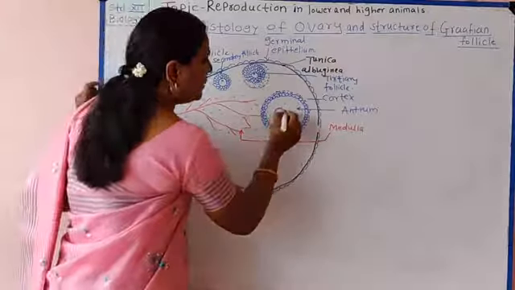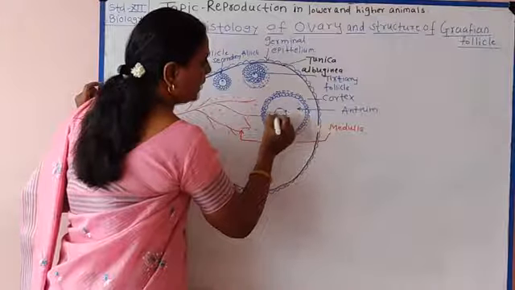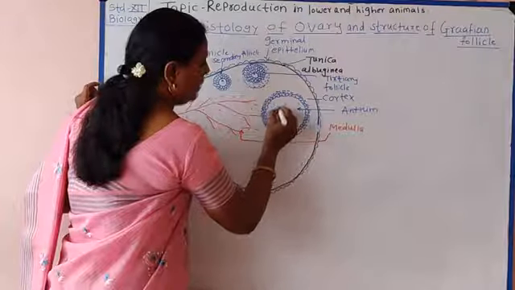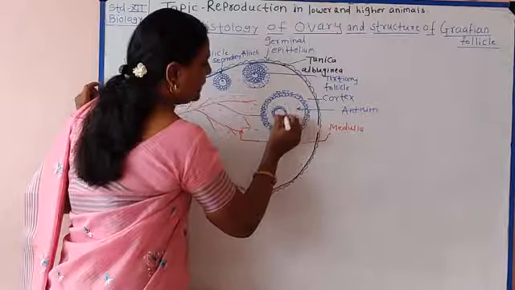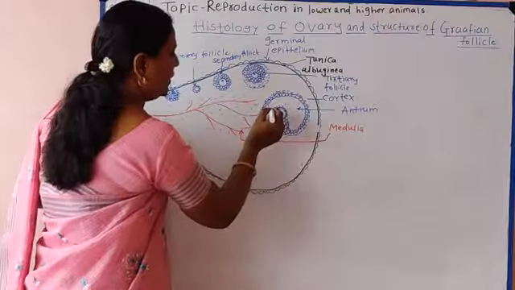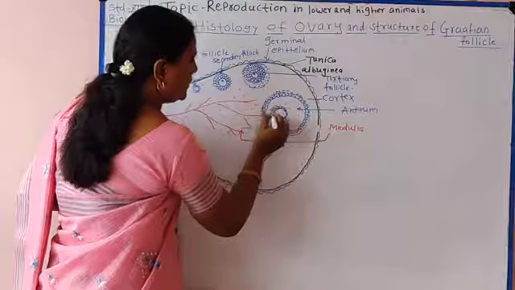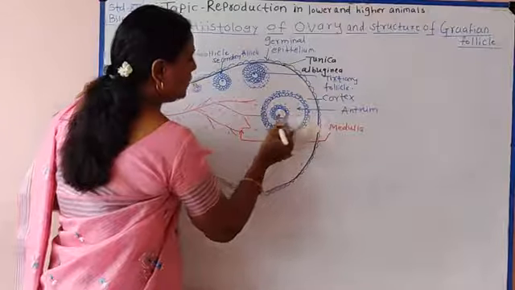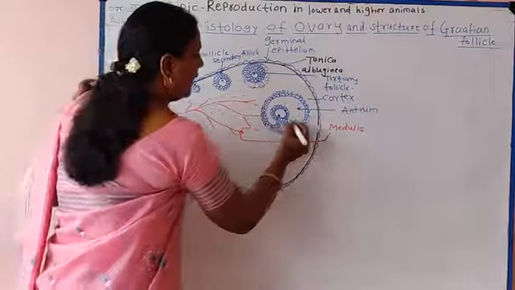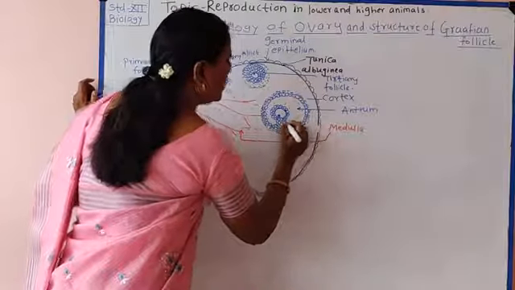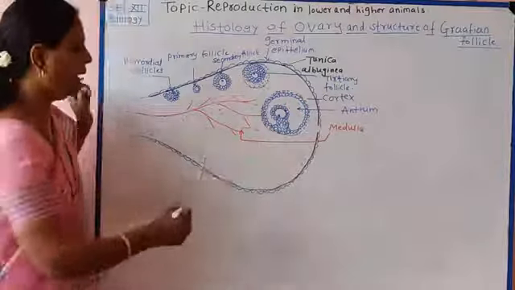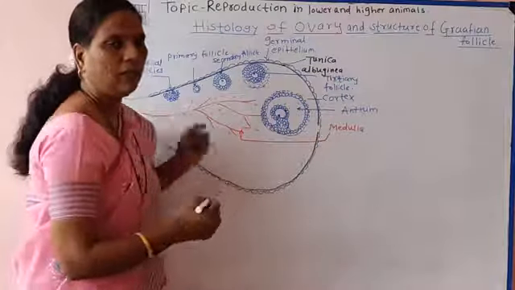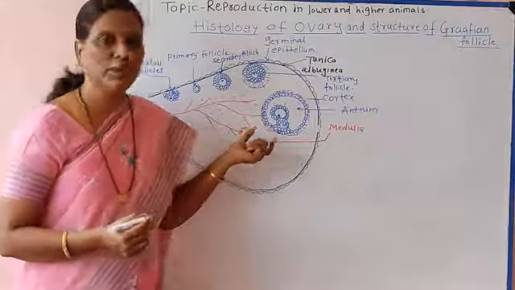So the polar body is present outside the secondary oocyte, and the layers of cells surrounding this secondary oocyte are called the cumulus oophorus. All these layers of cells together are called the cumulus oophorus, or it is also called the germ hill, or the discus proligerus.